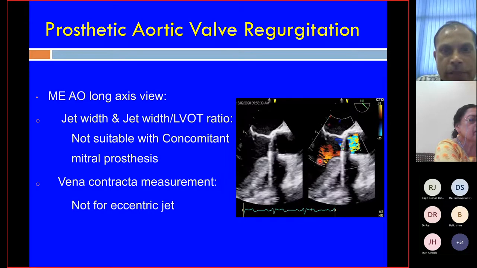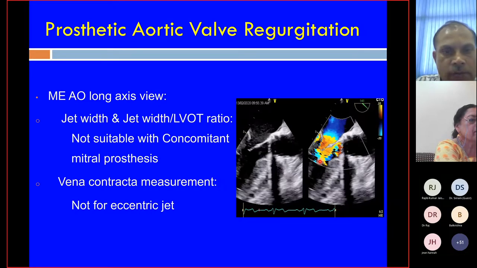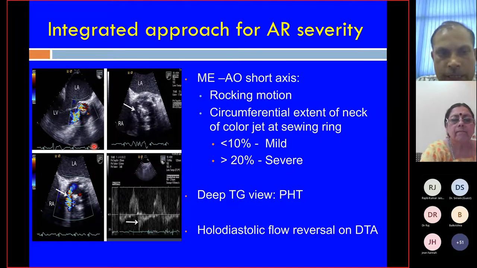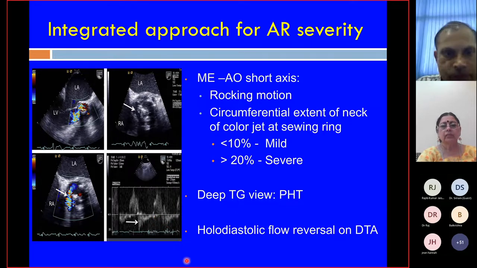You can look at the mid-esophageal aortic short axis view, and if you see a rocking motion, that suggests there is a dehiscence. While putting on the color, if the neck of the color jet is more than 20%, that suggests severe aortic regurgitation. Then in the deep transgastric view, you can put continuous wave Doppler and measure the pressure half time. If it is less than 200, that suggests severe aortic regurgitation. Also, in the descending thoracic aorta, you can put pulse wave Doppler, and if you find holodiastolic flow reversal, that suggests severe aortic regurgitation.